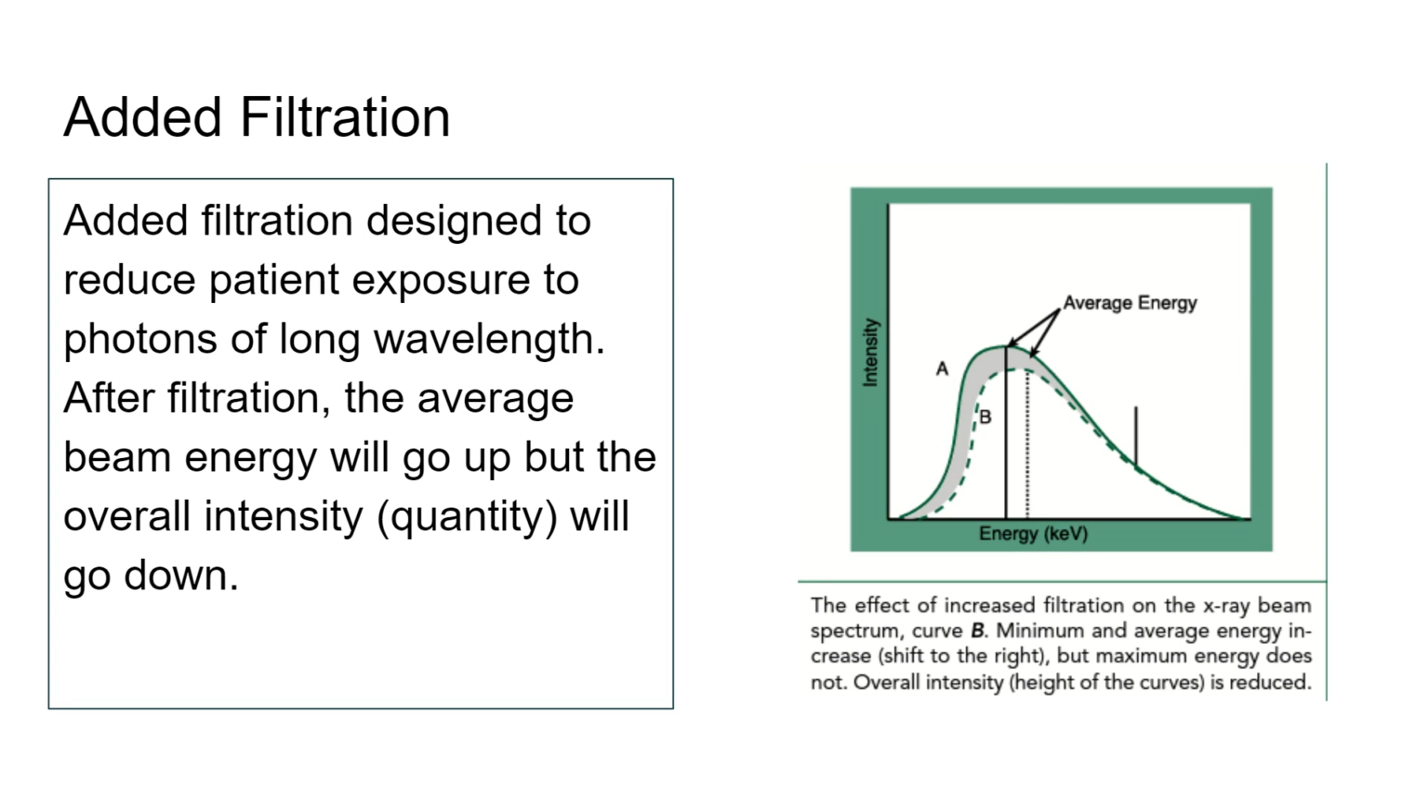kV, not as easy to understand. And again, filtration, when we talk about it from the beam perspective, we could say that the filtration is going to reduce the intensity, right? It literally takes photons away from the primary beam. But then it's important to understand that the average energy that's left in that beam goes up.